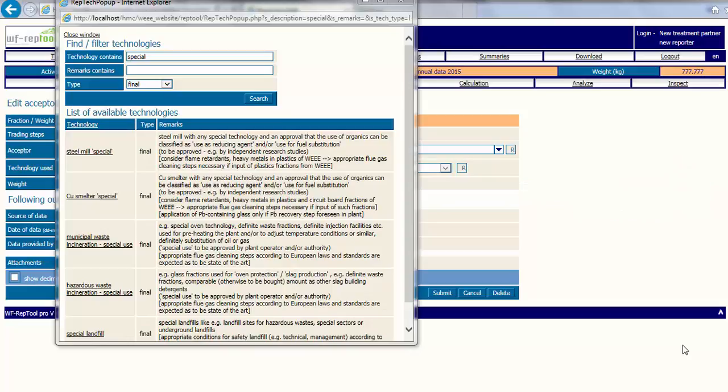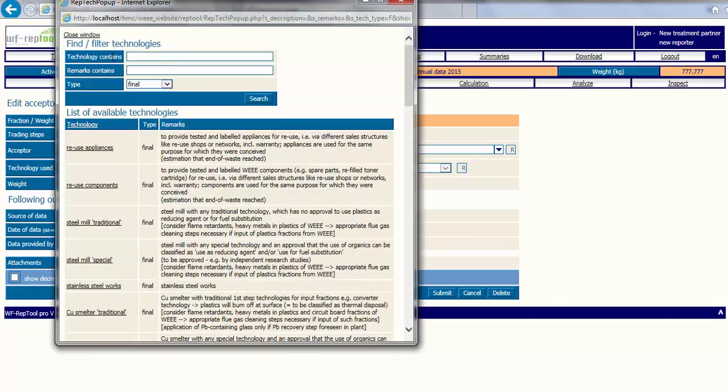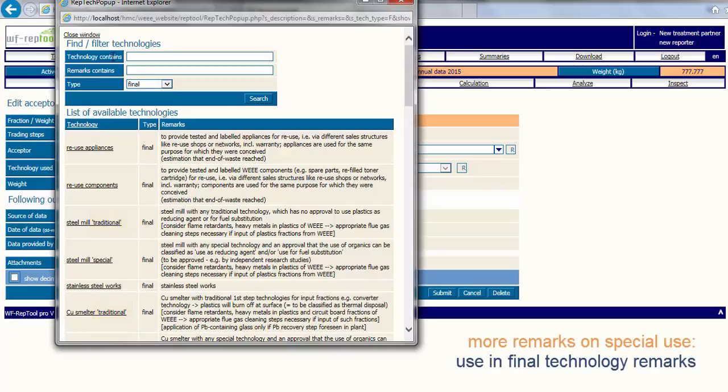If the special technology, respectively the special use, may not be approved, the option traditional has to be chosen. You will find more remarks on any special use under the use in final technology remarks. See a bit later in this video.